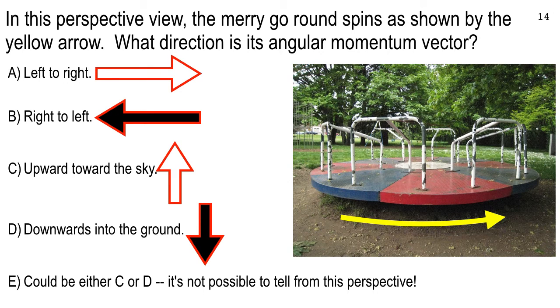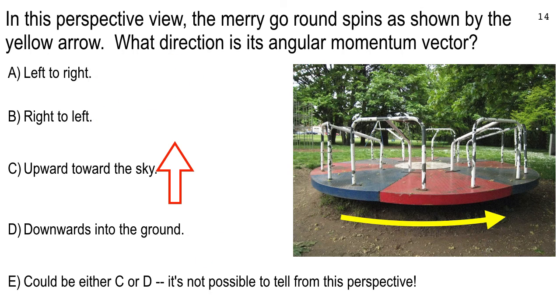Now the correct answer is C, and the majority of the class barely voted for that. Let's take a look. Go ahead, back to the regular display. Thank you. The answer is C, and the reason for that is, now I'm going to curve my hand. My right hand is curving in front of the merry-go-round in the same sense as the merry-go-round is spinning. So that means my thumb is showing the direction of the angular velocity and the angular momentum.